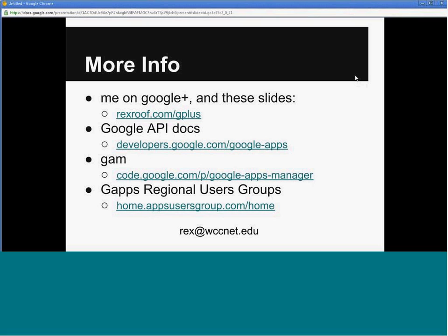So, links, that's it. There's my Google Plus link. If you're going to write in the API, you're going to need access to the docs, and they work really well for Perl, even though there are no explicit Perl statements there. There's a link to GAM. You can download it there, and there's a wiki there. I also really suggest the Google Apps regional users groups. I'm a member of the North Central one, and the discussion that happens in the email list there is really invaluable. It's great. But thanks much.